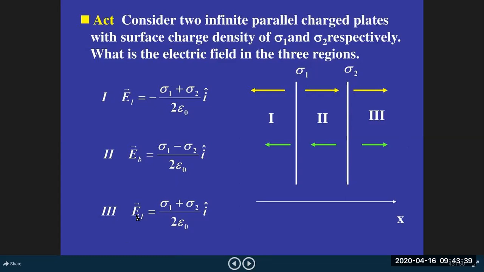Now come to this point. Again, sigma 1 equal to sigma and sigma 2 equal to minus sigma. So the sum of these becomes 0, so the electric field will be 0. So in this case, the electric field in the first region and in the third region is 0, and in between the plates it is not 0. So we have got 3 cases in this case. So you have to practice.